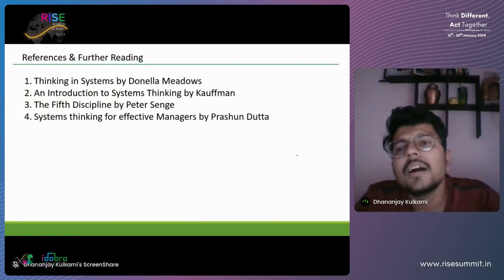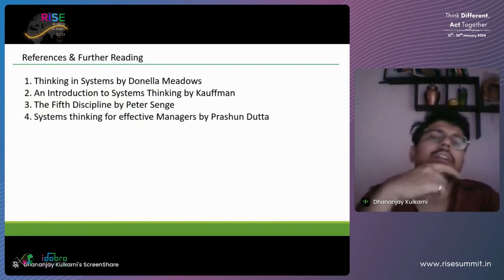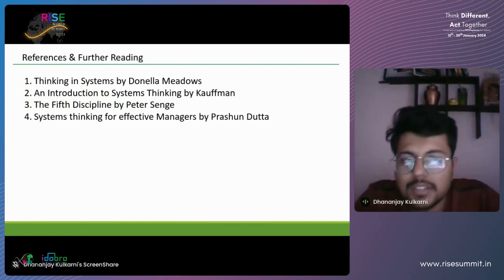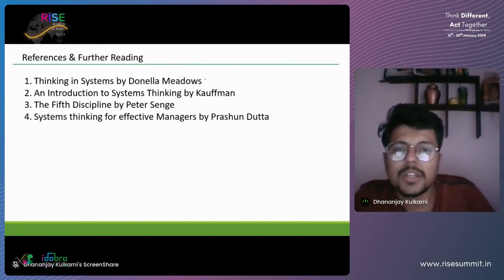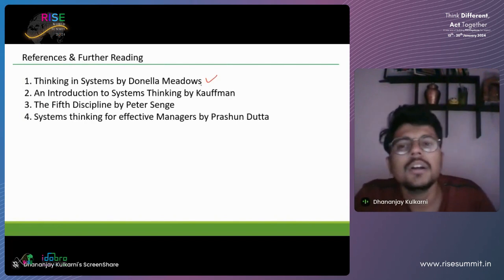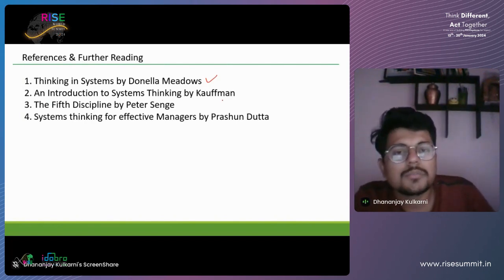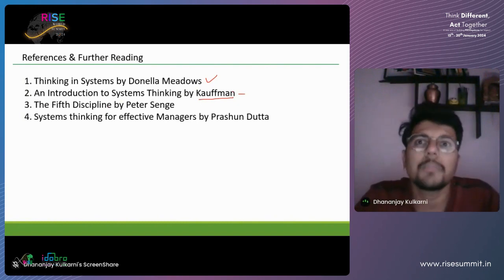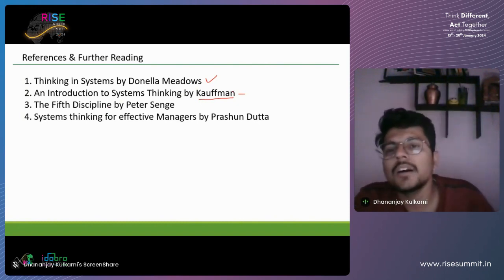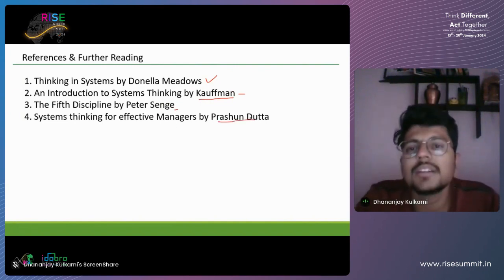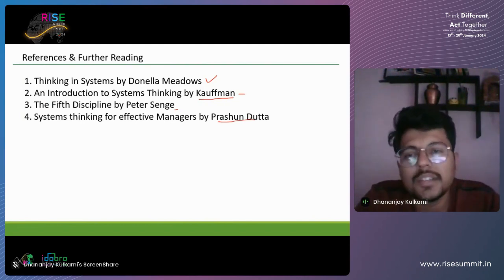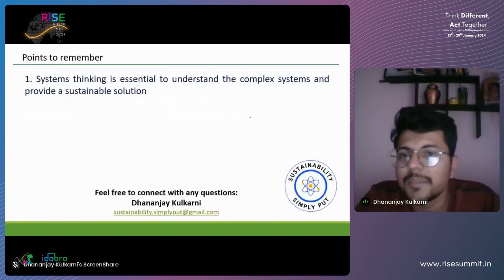There are many, and most of the content that I have shown you today for this workshop is from Thinking in Systems by Donella Meadows. This is a wonderful book. Second is An Introduction to Systems Thinking by Kaufman, which is one of the books for beginners in systems thinking. Then The Fifth Discipline by Peter Senge, and Systems Thinking for Effective Managers by Prasoon Datta. These are some of the books that I particularly find interesting for learning about systems thinking.